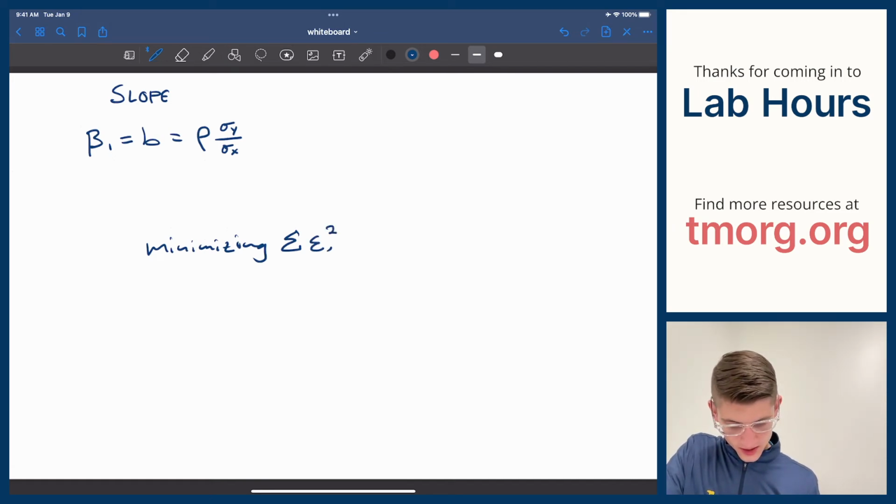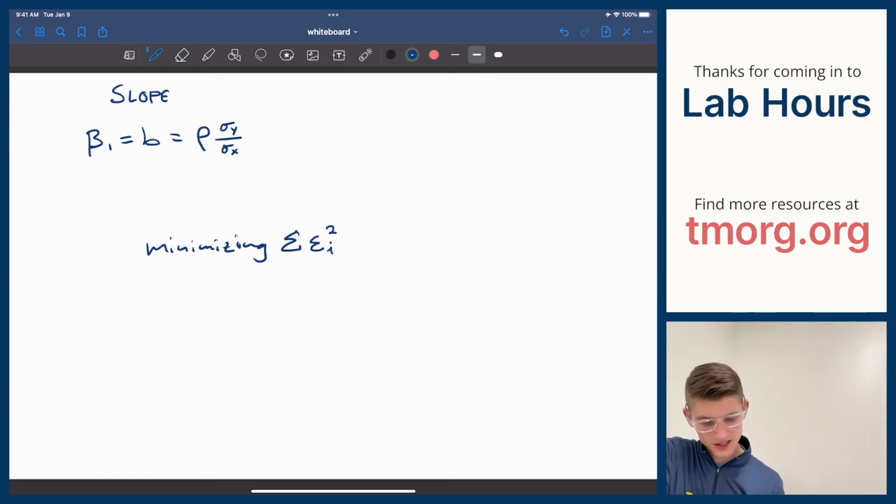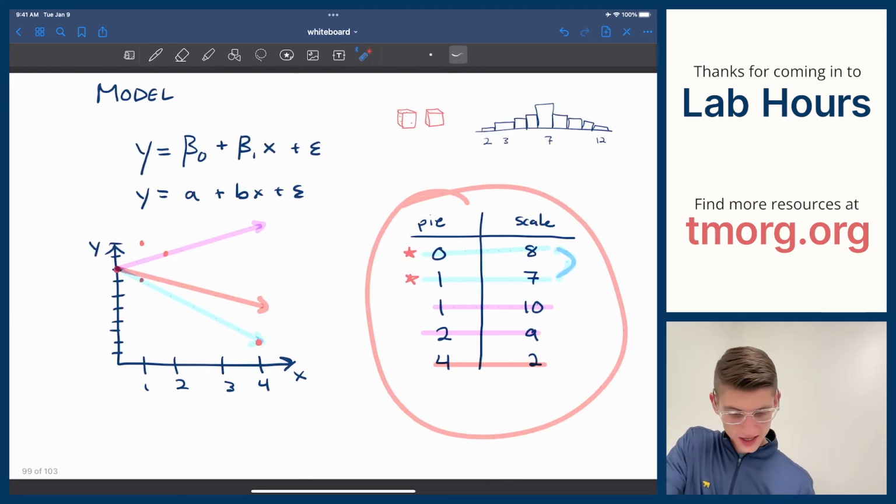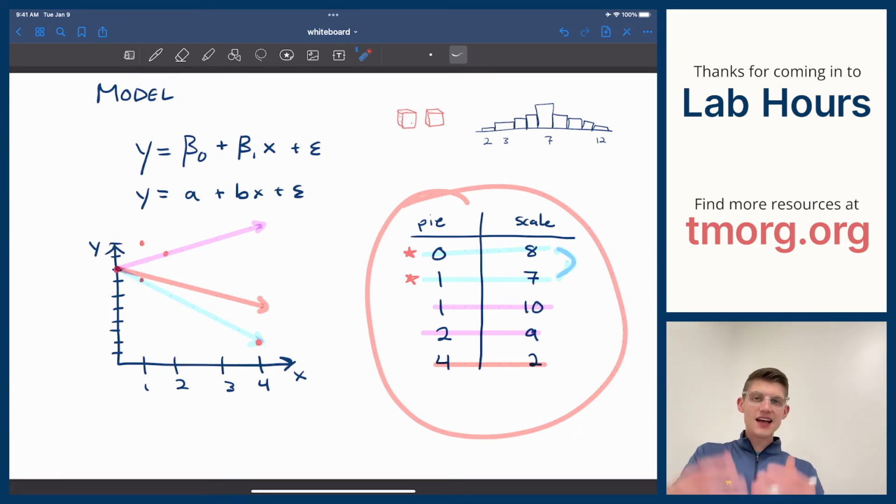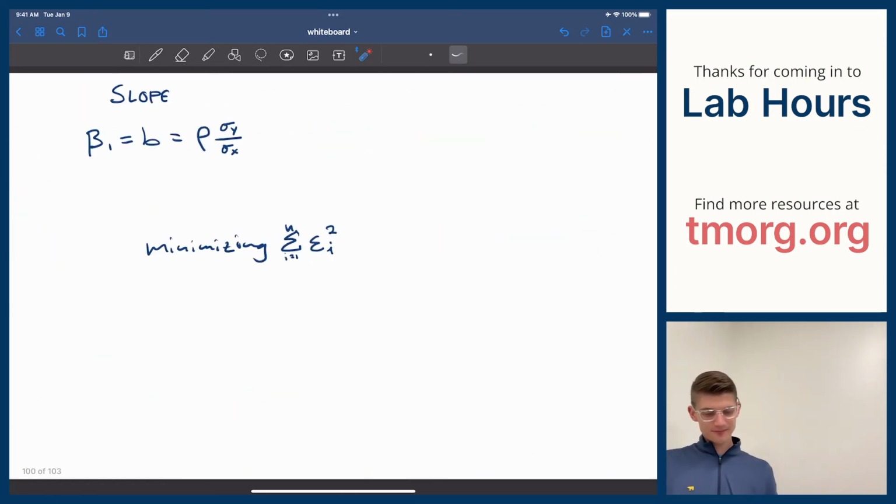Epsilon squared i, right? Sum from i equals 1 to however many observations that you have, right? We want to take all of these distances, square them so that negatives don't matter, and then add them up and make that as small as possible when we're fitting this line, right? That's how we get this formula right here.